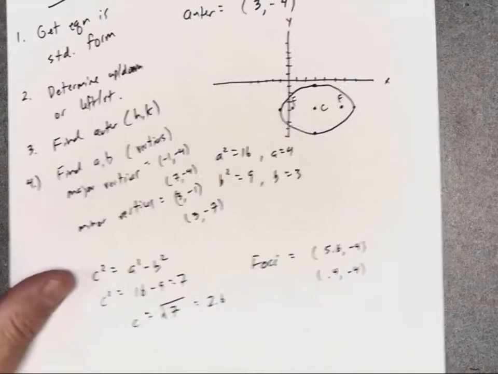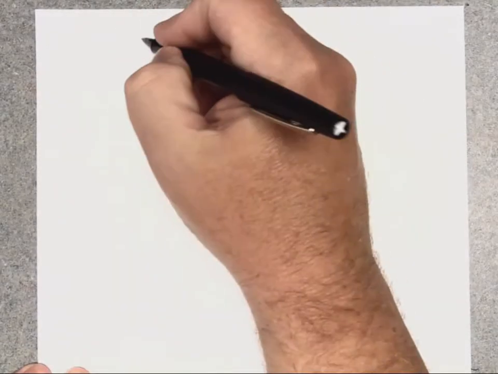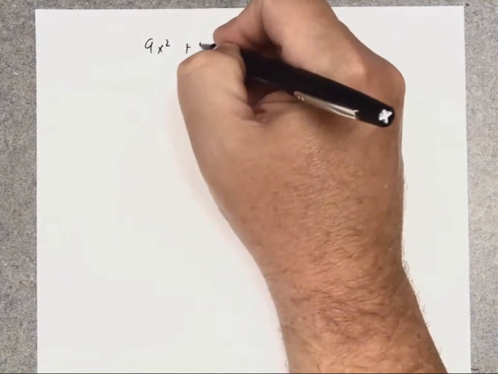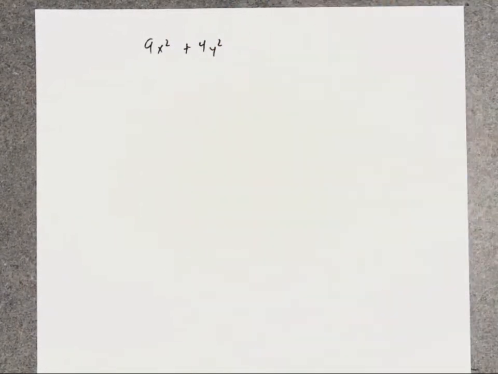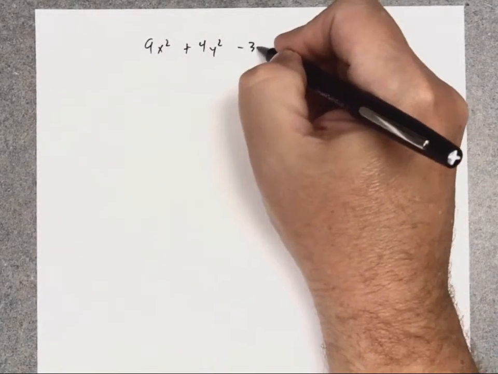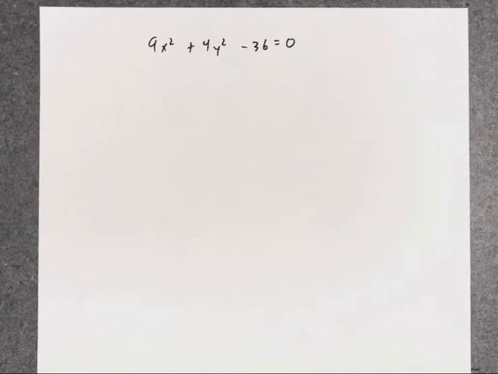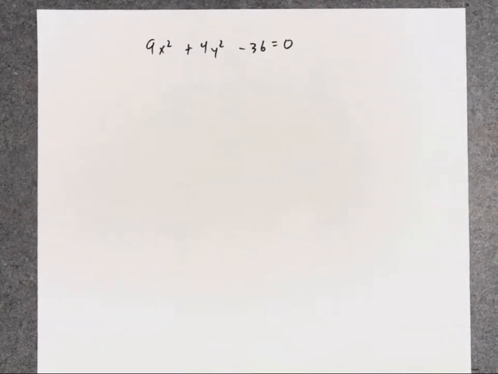Let's do a couple more examples with a few little twists. So here's a second ellipse we're going to look at: 9x squared plus 4y squared minus 36 equals 0. So we're told this equation is an ellipse, and we're asked to find the usual center, vertices, foci, and sketch it.